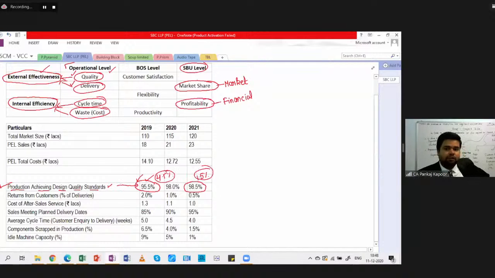Take an example. If you are manufacturing cakes, here you are manufacturing 95.5 cakes according to the order. Here you are producing or manufacturing 98.5 cakes according to the order. So here your quality is basically what? The need of the customer. Here you are meeting the need of the customer 98.5 times. Here you are meeting the need of the customer only 95.5 times.